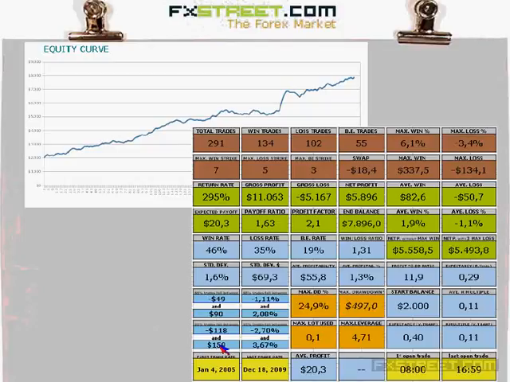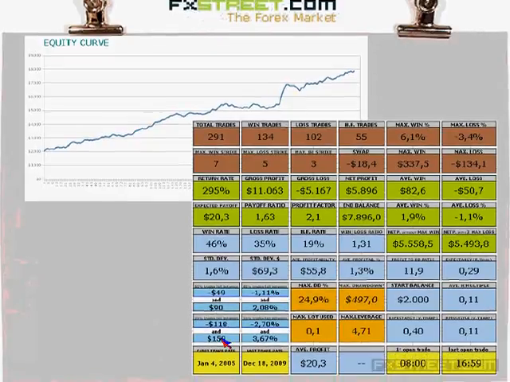And this is the equity curve of 5 years of backtesting, a manual mechanical backtesting between January 2005 and December 2009. We see there is a total trade number of almost 300 trades.